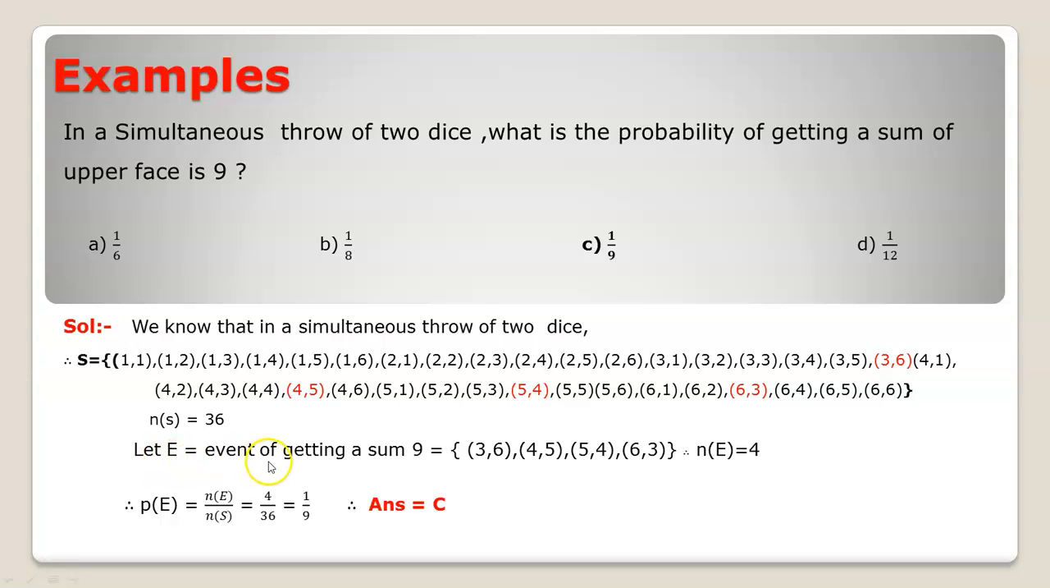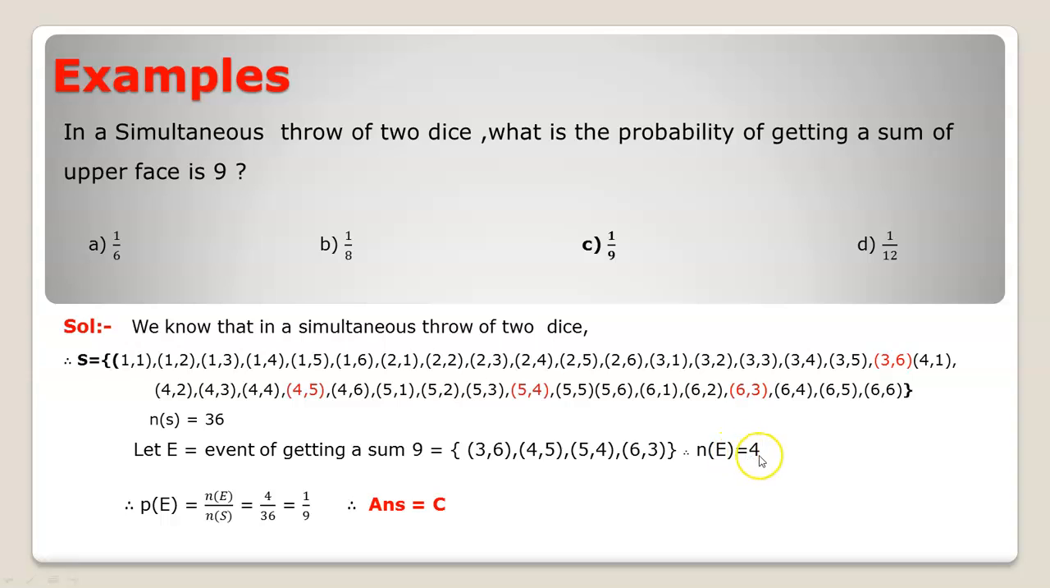So let E be the event of getting a sum of the upper faces as 9. Only 4 points are selected because the sum is 9: 3 plus 6 is 9, 4 plus 5 is 9, 5 plus 4 is 9, and 6 plus 3 is 9.